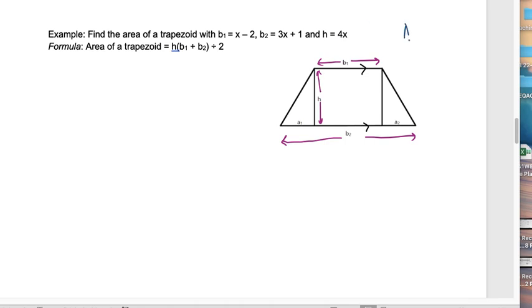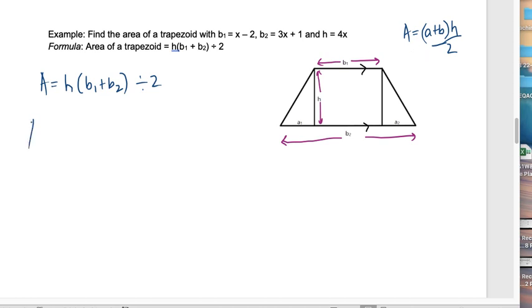I think other formulas that you may have seen are like a plus b equals h divided by 2. So the a plus b is just the b1 and b2, right? So anyway, we'll use the one we have here. So area is height times b1 plus b2, okay? And then we're going to divide by 2. You can always put it under as well, but let's kind of go like this.